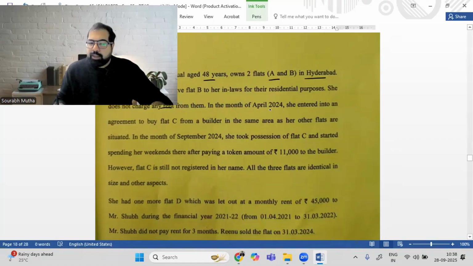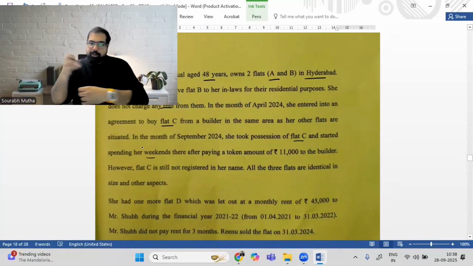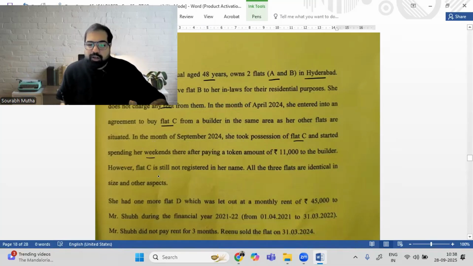In the month of April 2024, she entered into an agreement to buy flat C, third flat, from the builder in the same area as other flats are situated. In the month of September 2024, she took possession of flat C and started spending her weekends there. So, have you taken possession? Have you made part payment? Yes. Registration not done is not a problem, guys. It's almost like you're joining a class and not getting an ID card, but you're still part of the class. All the three flats are identical in size and other respects.